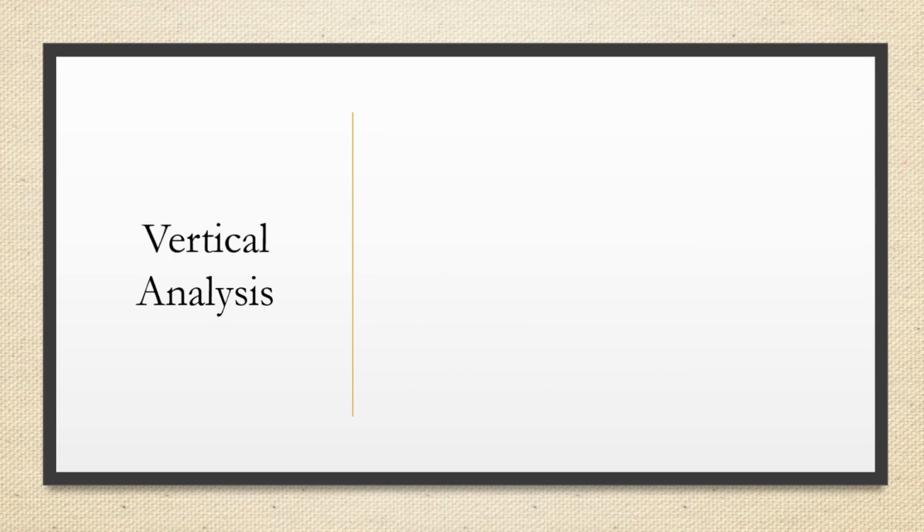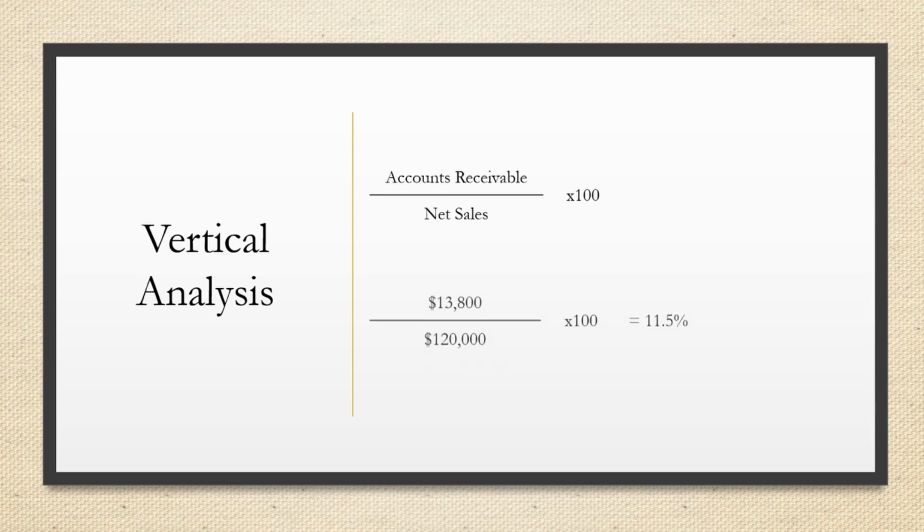The vertical analysis, on the other hand, is used to find the percentage a business's receivables take of its net sales. We divide the current year's accounts receivables by its total net sales and multiply it by 100 to get the percentage of accounts receivables in comparison to the net sales.